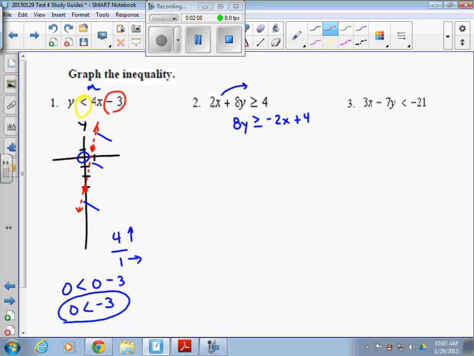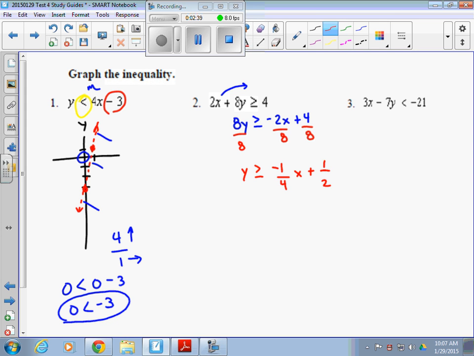Y is not all by itself yet. Divide by 8 to cancel it out and get it by itself. Do it to every term on the other side. Y is greater than or equal to. Notice we did not reverse the symbol because we divided by a positive 8. Negative 2 and 8, the number 2 goes into both. It goes into itself negative 1 time and into 8 4 times, negative 1/4 x. And then the number 4 goes into both 4 and 8. It goes into itself 1 time and into 8 2 times.